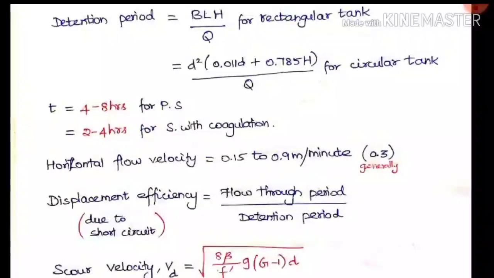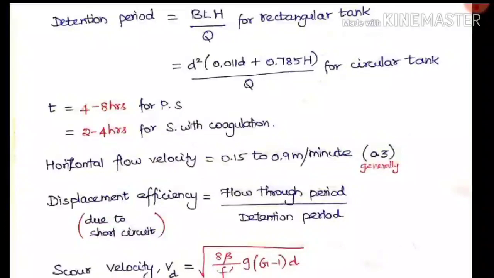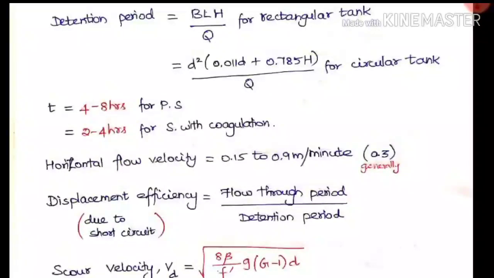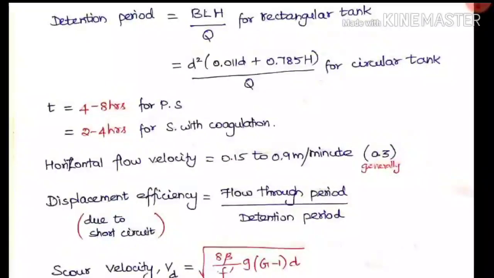The displacement efficiency. So what is this displacement efficiency? The flow through period of the water which is actually happening in the tank will not be equal to the detention time which we have calculated theoretically. So there will be some differences. This is because of the short circuiting of the water. So when the water enters into the tank, it may hit any wall and it may go out suddenly without completing its full detention period. So some change in the detention period will be happening. So that is the original time taken by the water. We will represent it as flow through period. So the ratio of this flow through period by the detention time period is named as displacement efficiency.